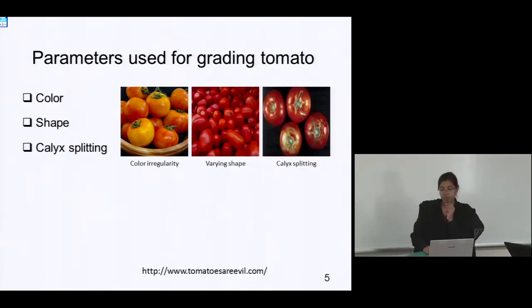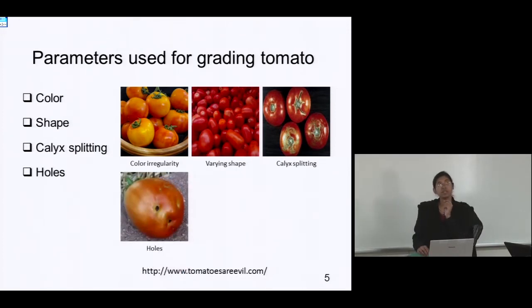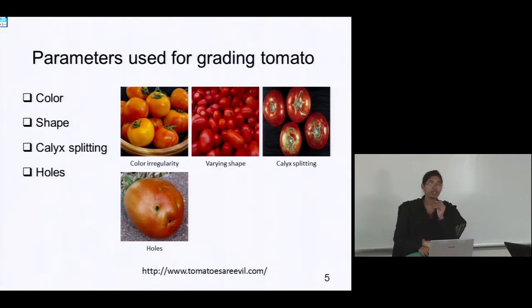This is a defect of tomato called calyx splitting. In these images we can see what calyx splitting is. Then a hole. Sometimes there is a hole in the tomato, but manually we cannot determine the depth of the hole. It is also impossible to determine the depth from a 2D image. So imaging the tomato is used to determine the intensity.